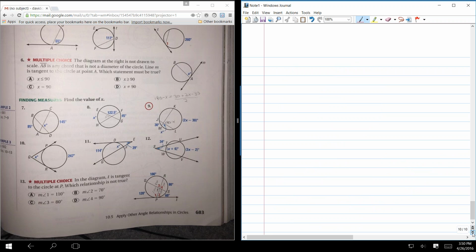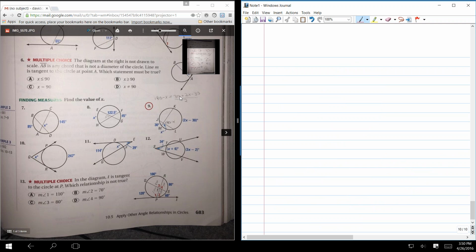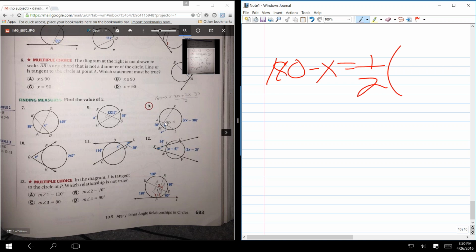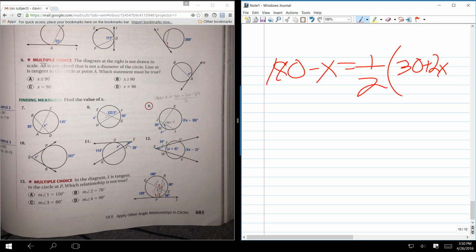Number 9's an interesting problem. You've got it done right there. In other words, if the angle they've pointed out is x, then the important angle, the one we're interested in, is 180 minus x, right? So I can say that 180 minus x has to equal 1/2 of the sum of 30 plus 2x minus 30. So it's 30 plus 2x minus 30.